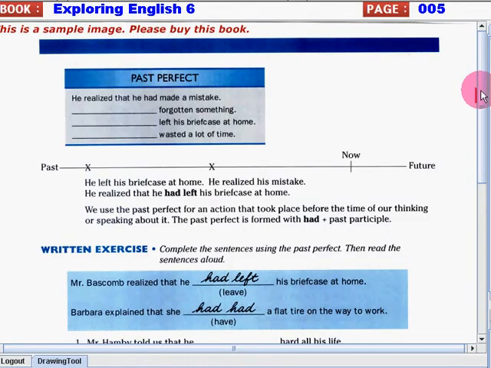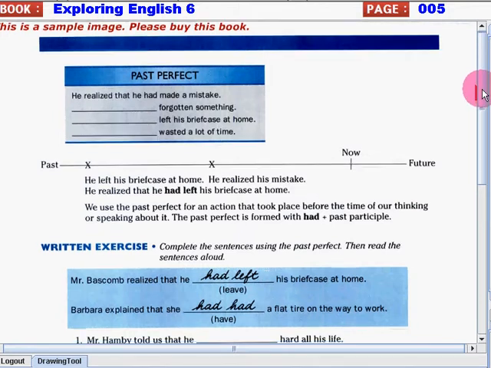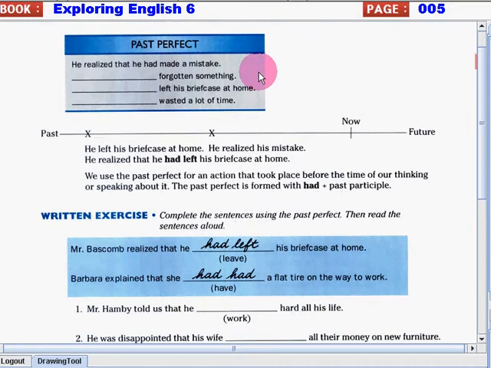Today we are going to start our lesson on past perfect tense. Let's have some examples first. He realized that he had made a mistake. He realized that he had forgotten something. He realized that he had left his briefcase at home. He realized that he had wasted a lot of time.